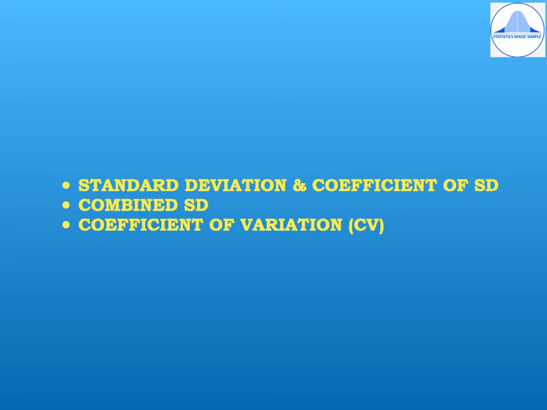In this video, I will explain the fourth measure of dispersion, which is the standard deviation, and also its relative measure, which is the coefficient of standard deviation. I will also explain the formula for the combined standard deviation and coefficient of variation. Coefficient of variation is a very important topic in statistics, and we usually get a 10 marker in the exam based on it.